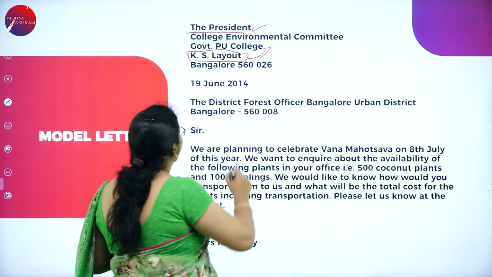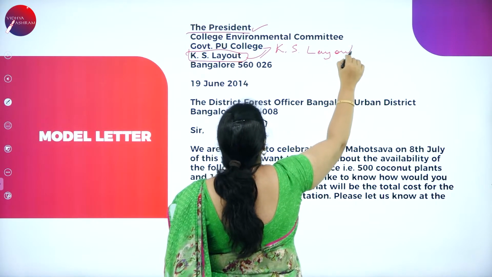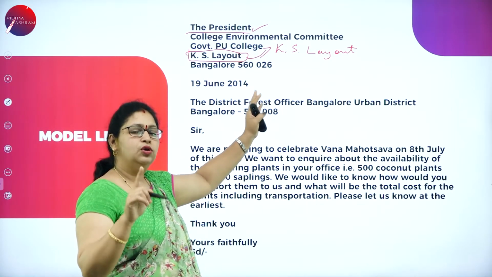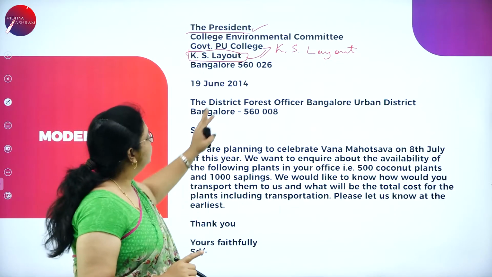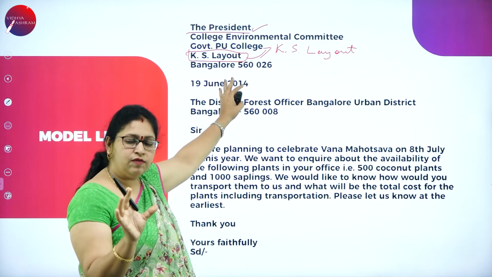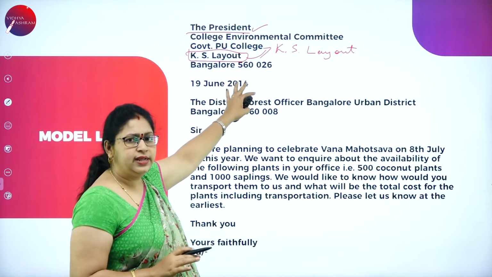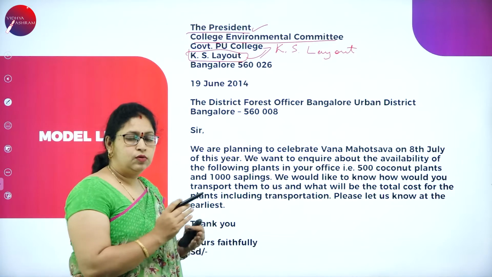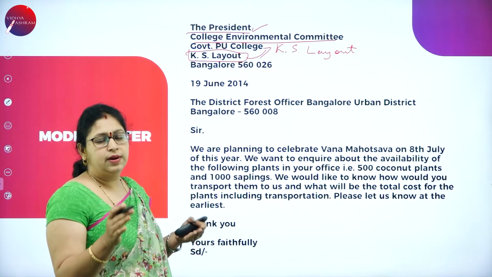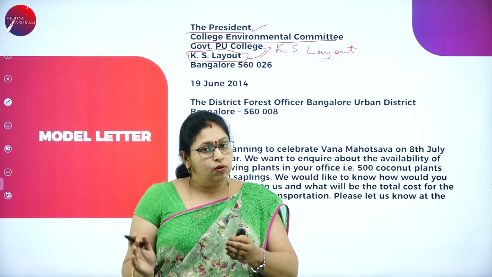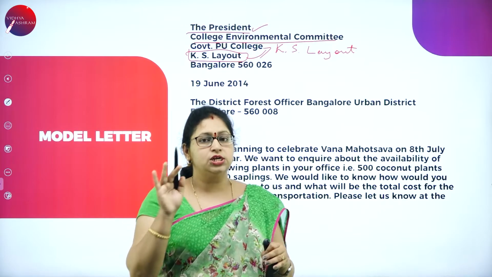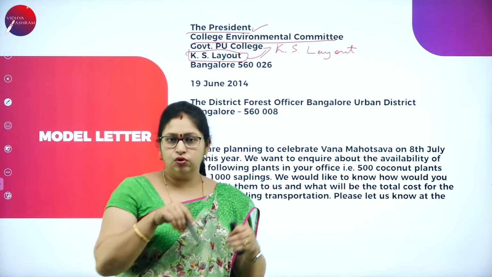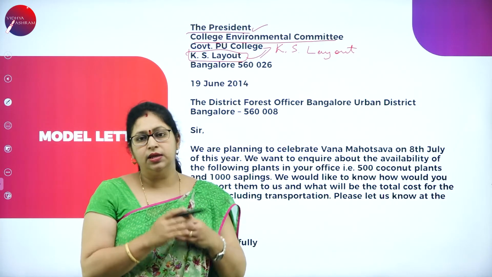Government PU College, KS Layout, Bangalore, 560026. Pin code, if you write, you are correct in writing the letter. So pin code should be written. And when you are writing the name of the college, institution, anything, it should come in one single line. Don't bring it down to the second line. So whatever name you are writing, if you are writing your college name like Vidhyaashram Pre-University College, the whole name should come in one line. College should not come down, or you cannot write that name in two lines.